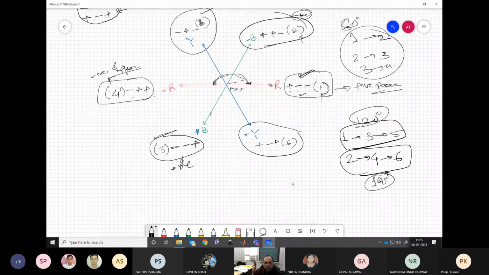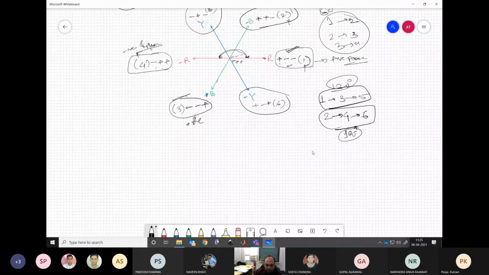Now, what is the first symmetry condition which we try to achieve? What is the first symmetry condition?